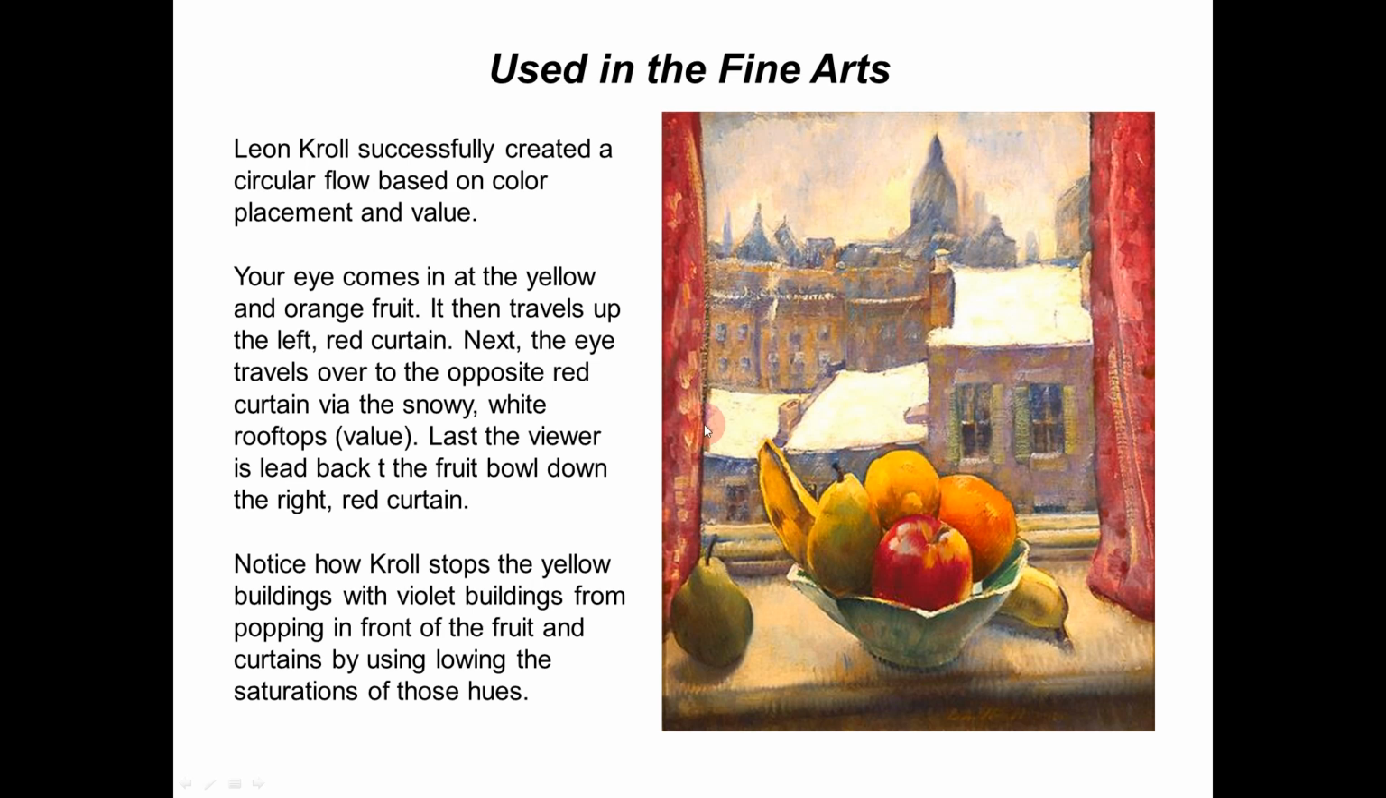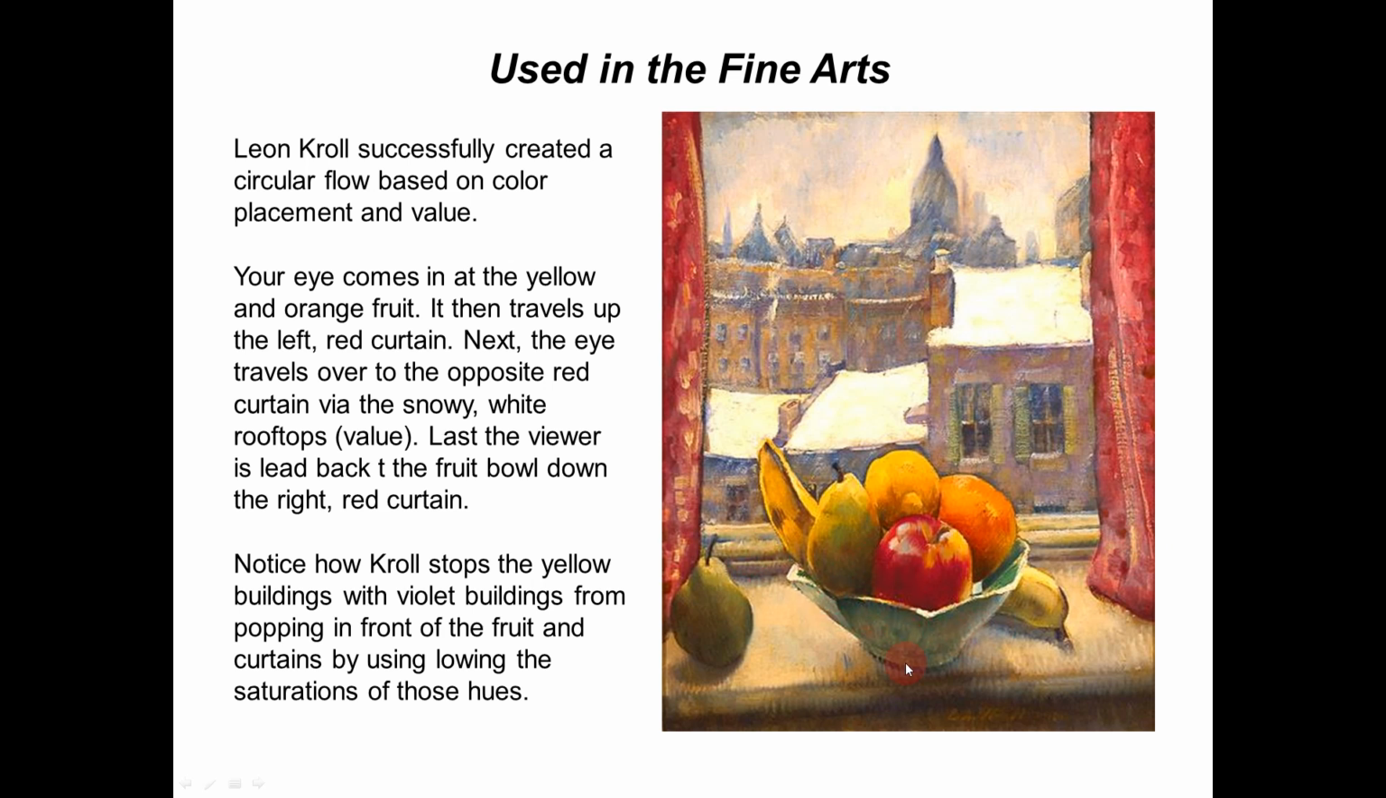Then next it travels up through the red curtain. Now the red curtains are not quite as pure in color as, say, the red and this orange, but it's still relatively pure. And that helps to draw the eye up. Then the eye is brought over, and in this case he's actually using the contrast of value here. These are snow-covered roof lines, and your eye's brought over here and then back over through the other curtains. So we've got this nice flow going on.